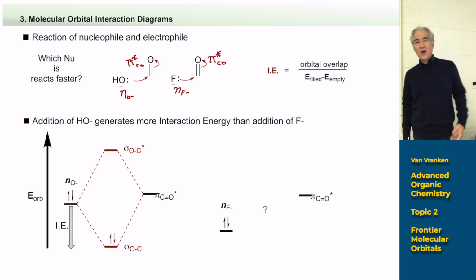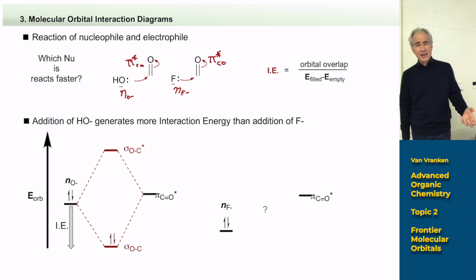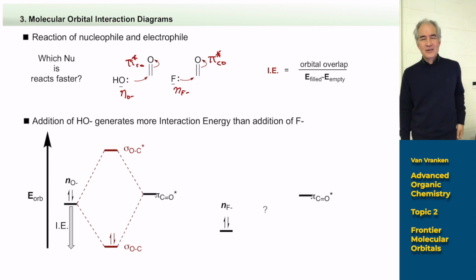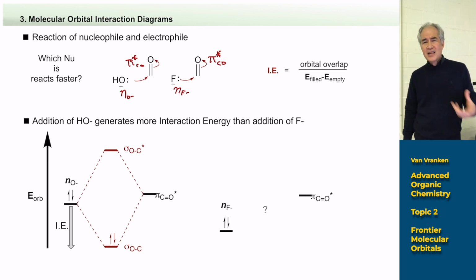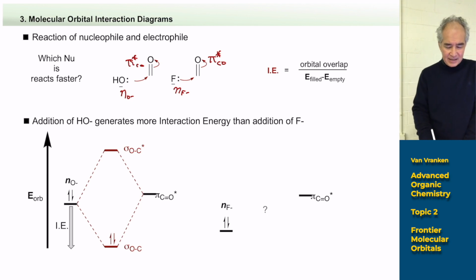And I hope you know, without any diagrams, that fluoride is a worse nucleophile. Fluoride is more electronegative, it should be less nucleophilic. I hope you know that the fluoride loves having its electrons, doesn't want to share anything. But let's see how we can see the same picture at a slightly deeper level using a molecular orbital interaction diagram. And I'm going to start with the oxygen, the hydroxide diagram.